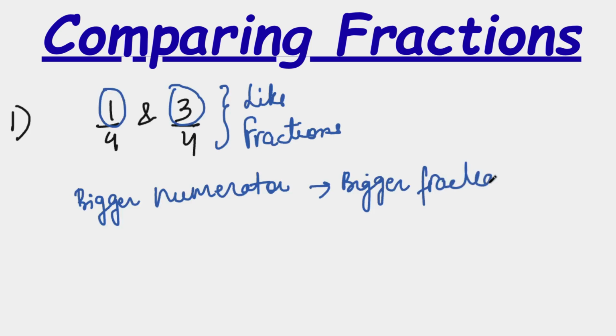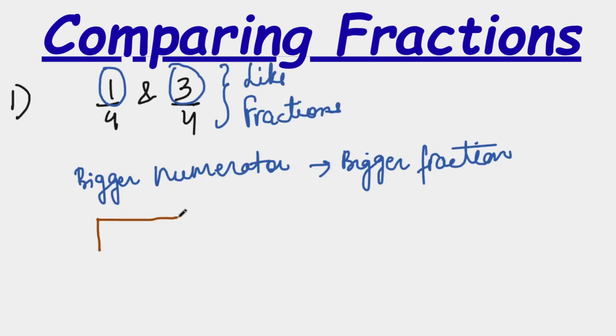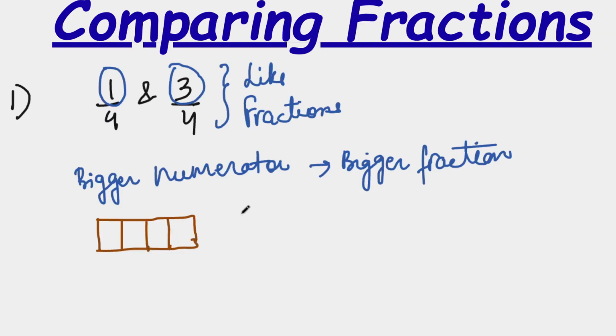Now let's understand with an example. Let's suppose we have two chocolate bars, and we divide both of them into four equal parts. This is one chocolate bar, and let me draw another one. We divide this into four equal parts again. Now, out of this chocolate, one part is shaded, and out of this chocolate, three parts are shaded.